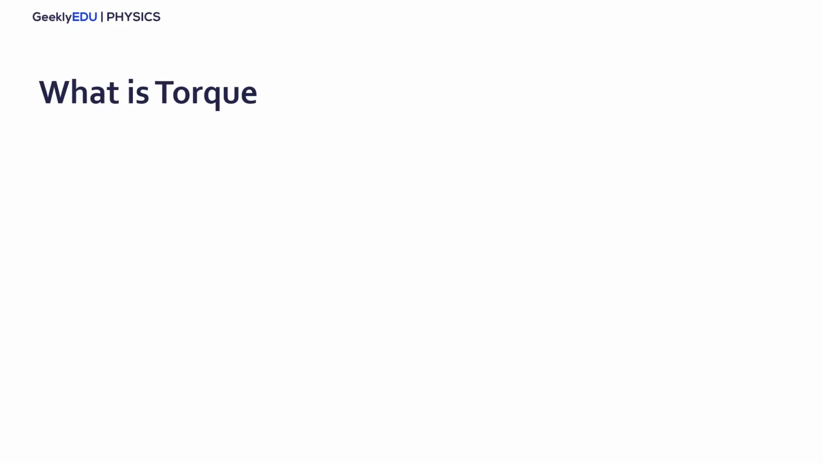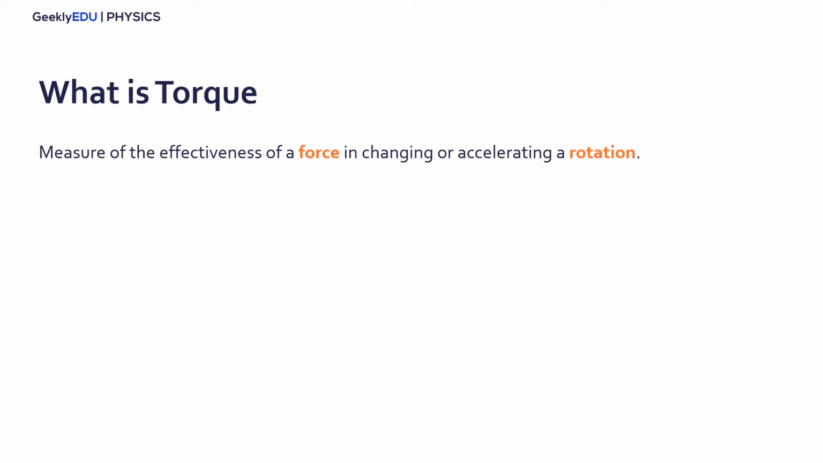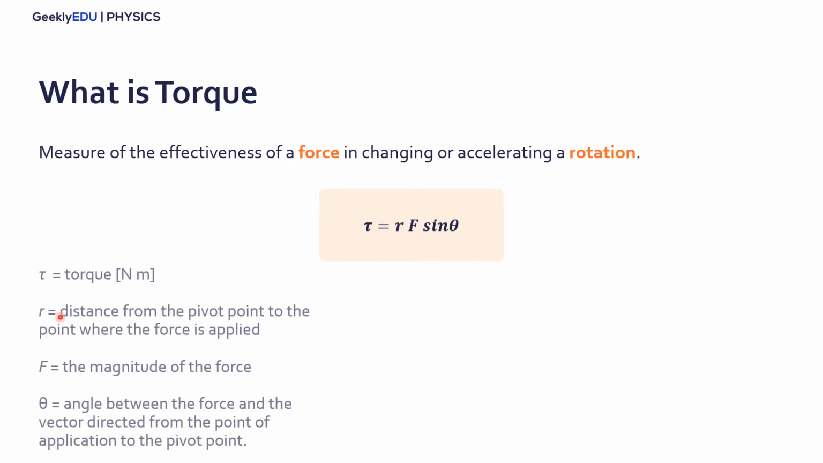Alright, so what is torque? Well, torque is a measure of the effectiveness of a force in changing or accelerating a rotation. In other words, it is the force that, when applied to an object, changes its angular velocity. So that's the formula we use to calculate the torque, okay? It's R, which is the distance from the pivot point to the point where the force is applied, times F, that's the magnitude of the force, times sine of theta. Theta is the angle between the force and the vector directed from the point of application to the pivot point.